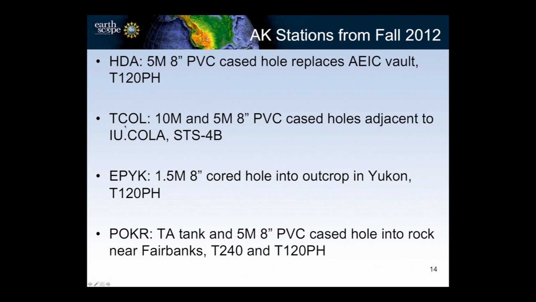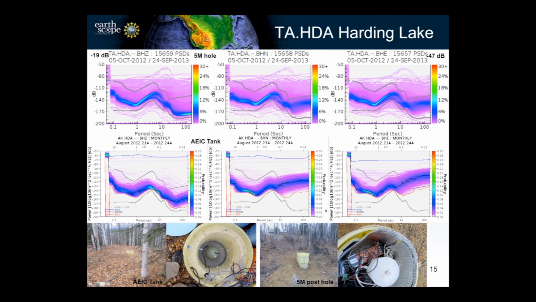And then TCAL had two that were in place, 10 and 5 meters, and EPYK was the cord hole site in the Yukon. And Poker was a comparison of a standard TA tank, so one like you would see anywhere in the eastern US right now where there's a TA station, and a 5 meter deep PVC cased auger hole. So I'll move on and show some information from those.